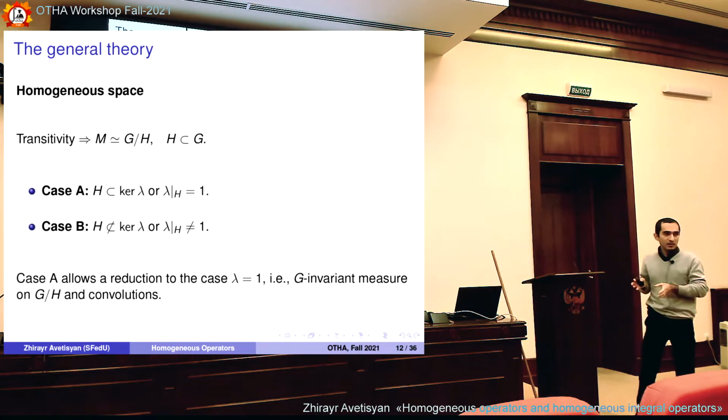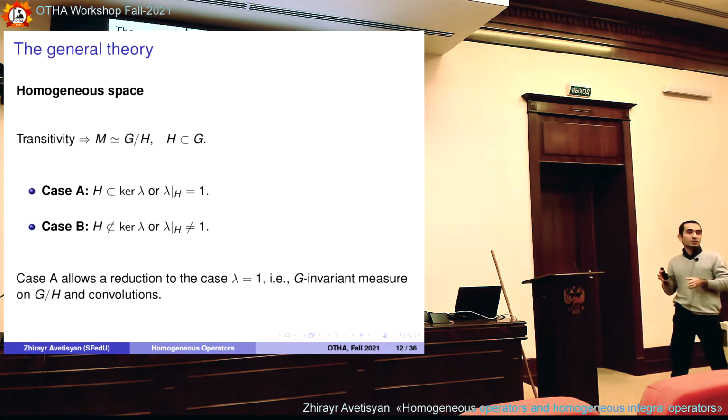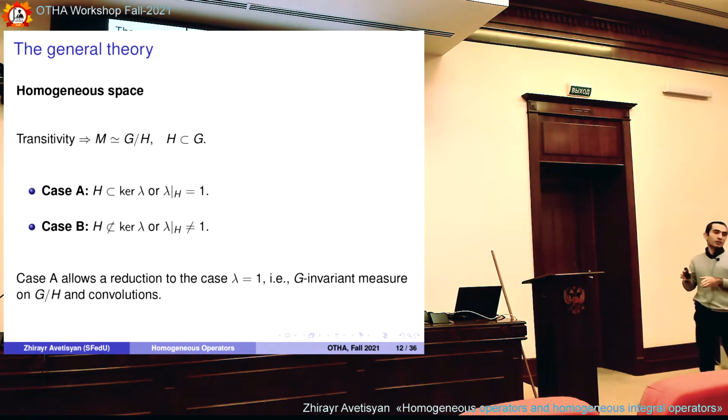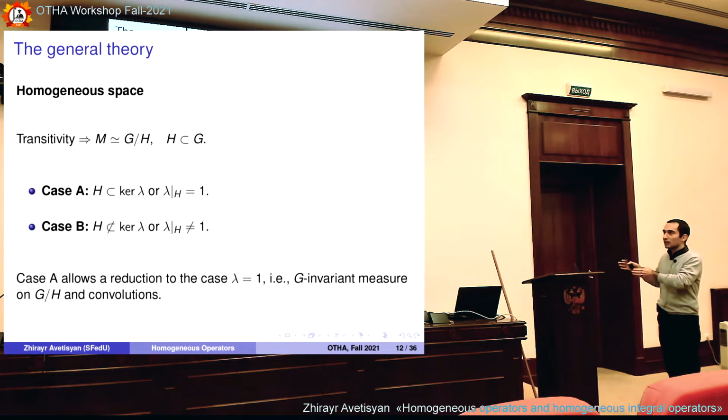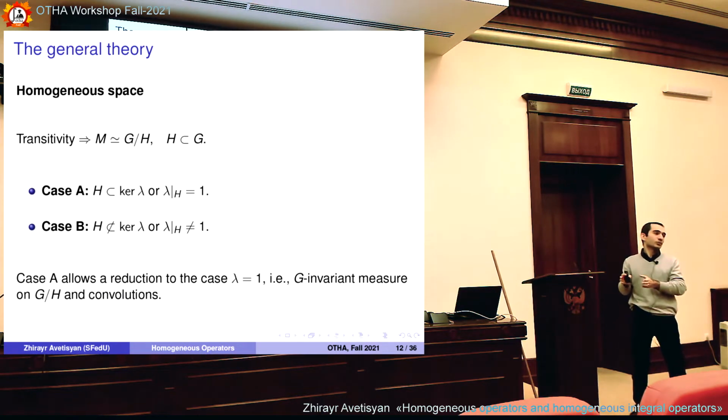Namely, in case A, you will be able to reduce the problem of your homogeneous operators to problems of invariant operators in a space with an invariant measure. So your beautiful harmonic analysis and convolution theory. In case B, you won't be able to reduce it. All you have is going to be what you have.